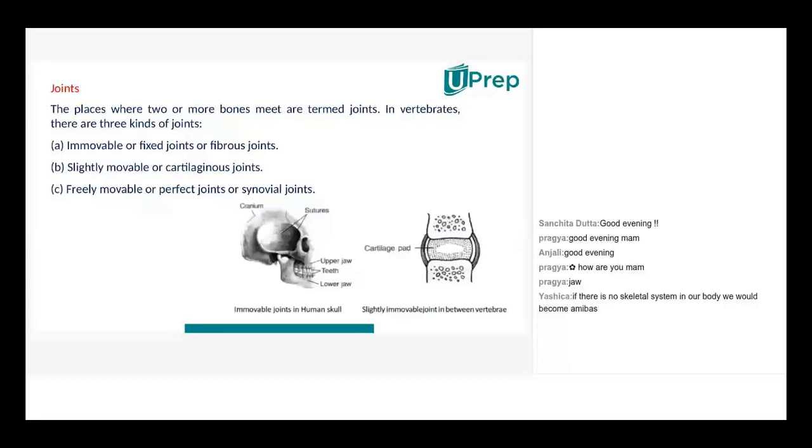Okay, ma'am. Fawaz, can you please tell what are the 3 kinds of joints? Ma'am, the 3 kinds of joints are immovable joints, slightly movable joints, and freely movable joints. Correct. So these are the 3 kinds of joints. Can you give some examples of these 3 kinds of joints? We had studied about it in our last class.